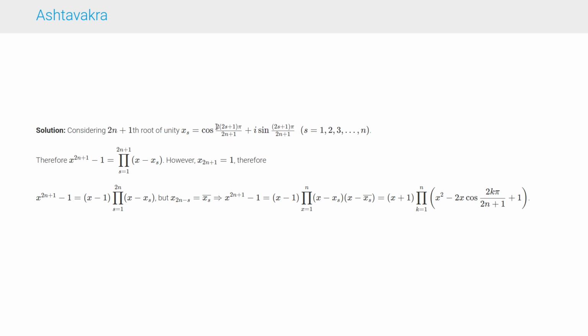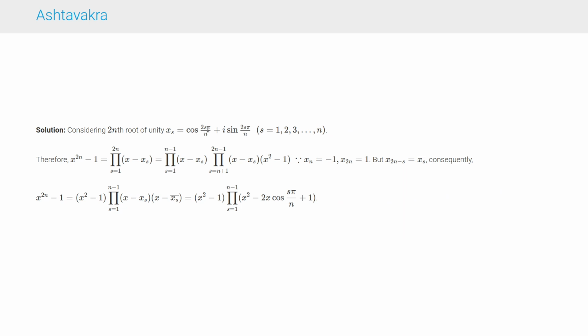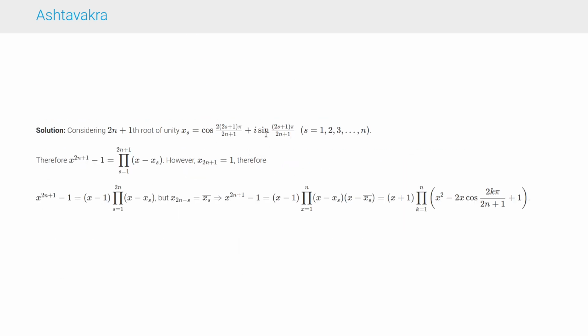So one of these should be wrong. I think there should be a 2 here, s is equal to 1 to n. Let me compare it with the previous one, 2s pi by n. So it becomes 2 pi. Okay, so there should be a 2 here.